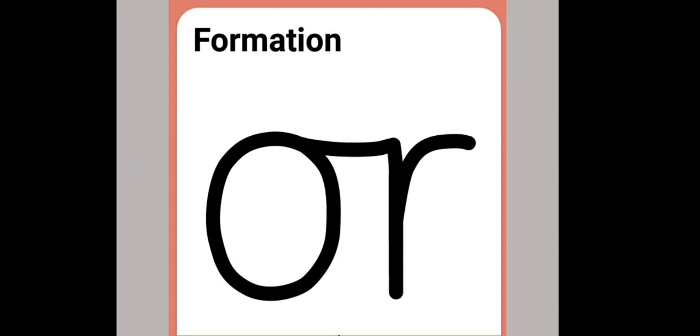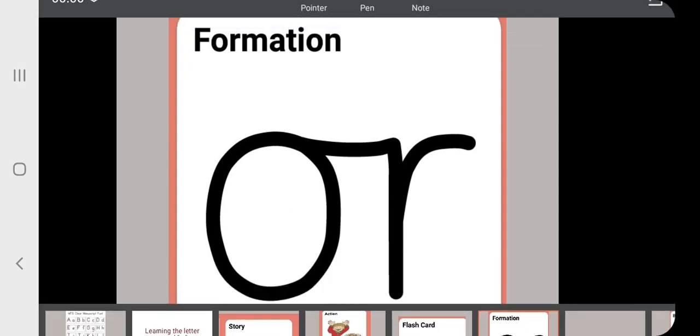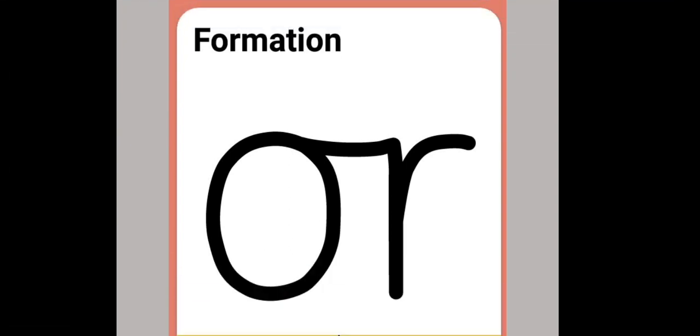Now, how do we form this letter sound? This letter sound is a small letter sound, a baby letter sound. It sits on the blue line. If you want to write this letter sound in your 2D exercise book, you sit it in between the two blue lines.